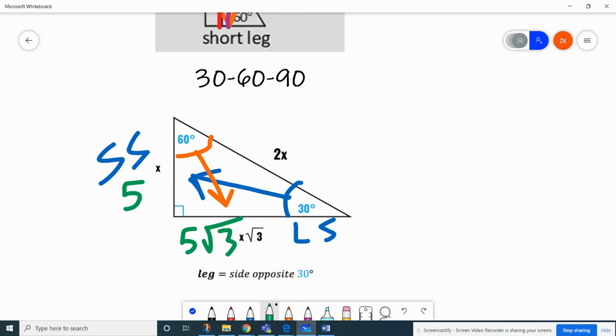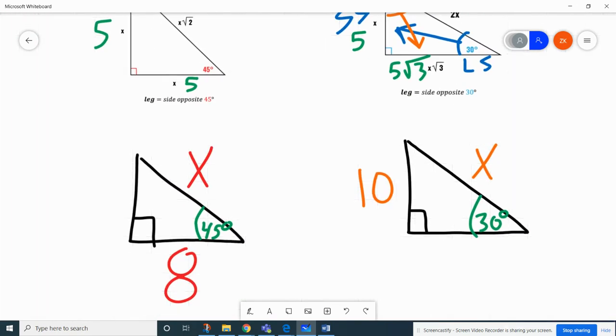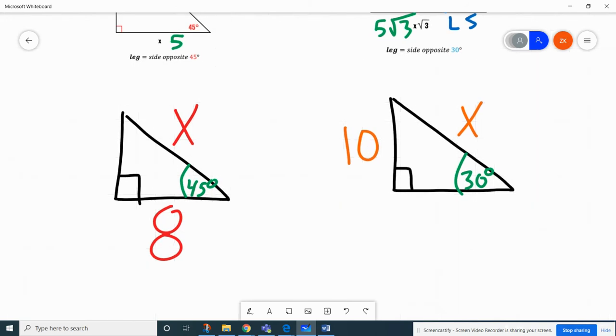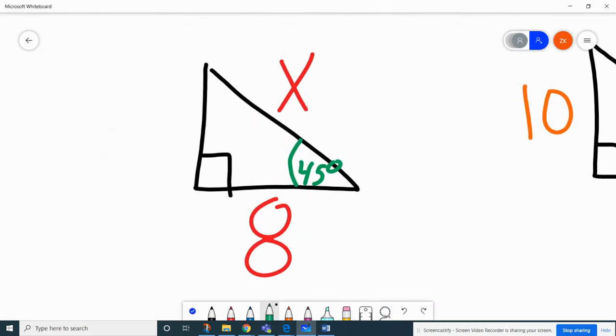What's kind of cool here is if you compare the short side to the hypotenuse, this is double. So in this case, it would be 10. We're just going to look at two examples very quickly, but we're going to use trig to prove that this is the case. So in this example over here, we're going to assume that our answer should be about 8 root 2.